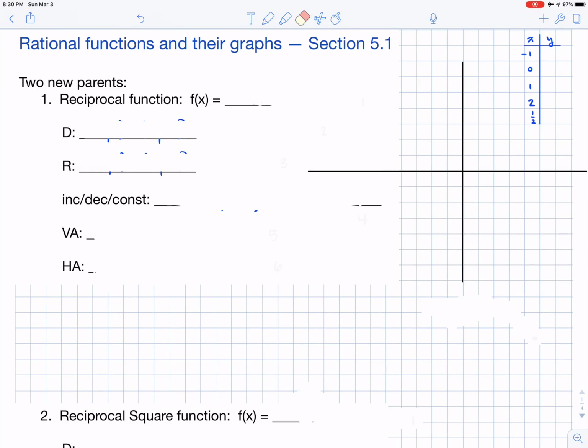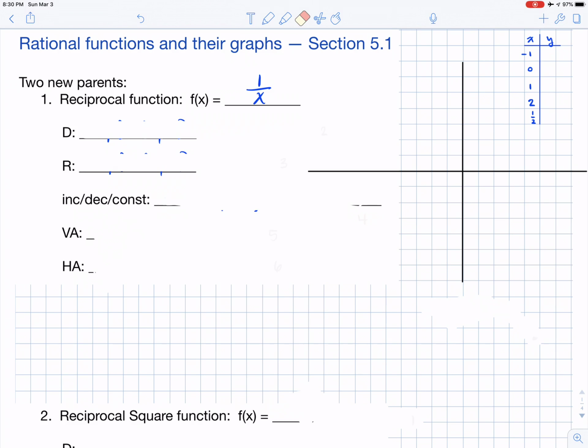Hey folks, this is an introduction to rational functions and their graphs, and you'll have two new parents in this particular section. The first parent that you're going to have here is called the reciprocal function, and the equation for that is 1 divided by x. So let's just look at a couple of things as we graph this.